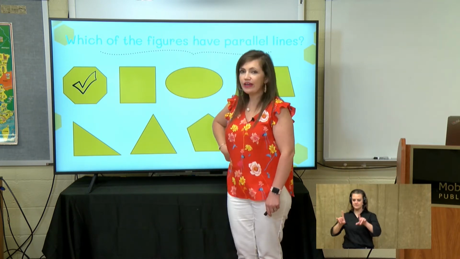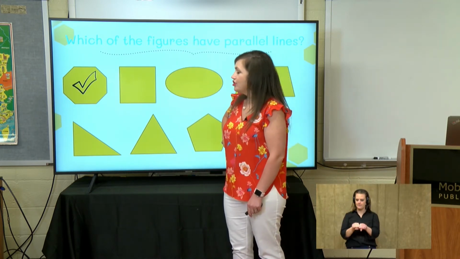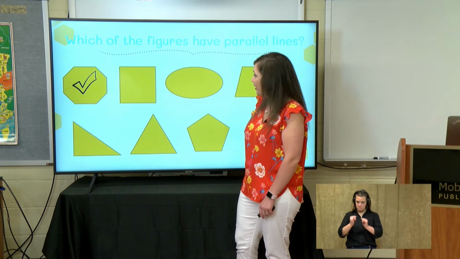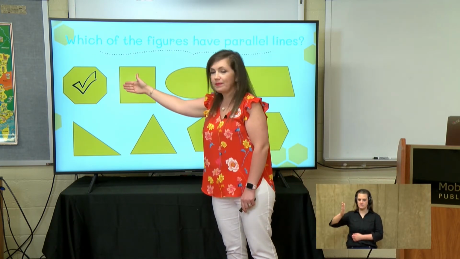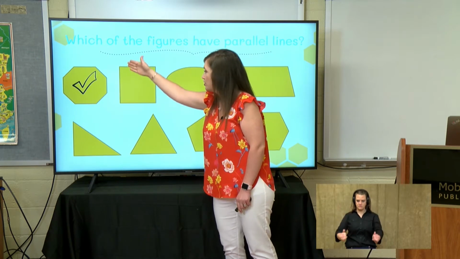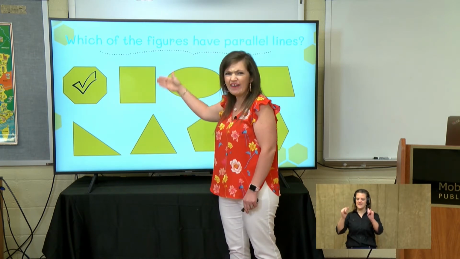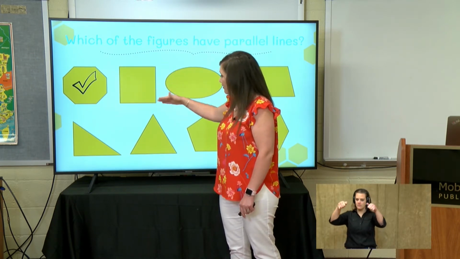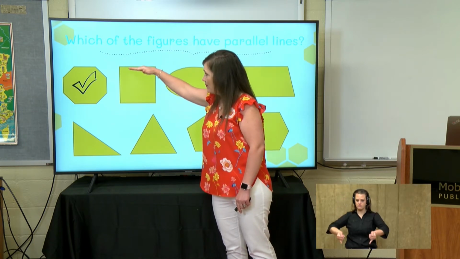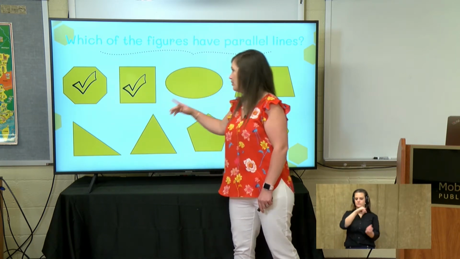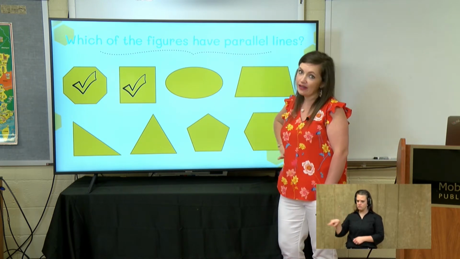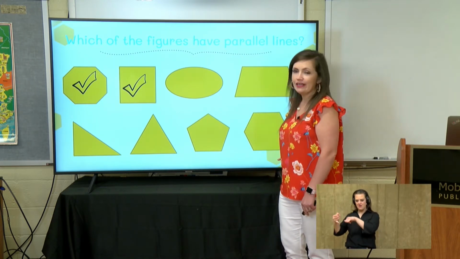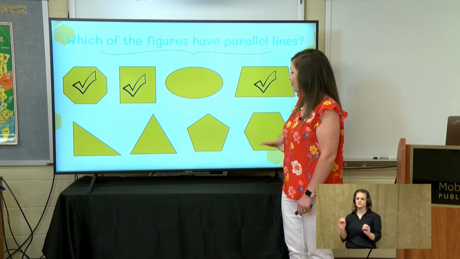Let's look at this square. All right, do you see any parallel lines with a square? Yep, this side runs parallel to this side, and if those were to keep going, they would never meet. So those are parallel lines, as the top and bottom are as well. What about that oval? Does it have any parallel lines? Nope, it sure doesn't. It's an oval.